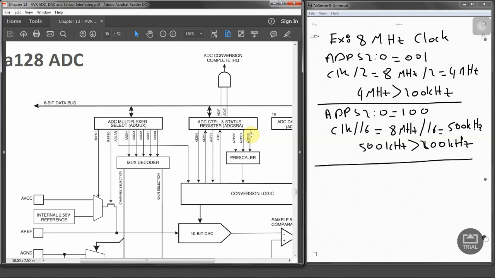Then we can try another one, ADPS 2 down to 0, which is 111. If you don't mind about the conversion time, what you can do for the best accuracy is just set it to 111, which will give us the highest prescaling, 128. And this is going to be 8 megahertz divided by 128, which will give us 62 kilohertz.